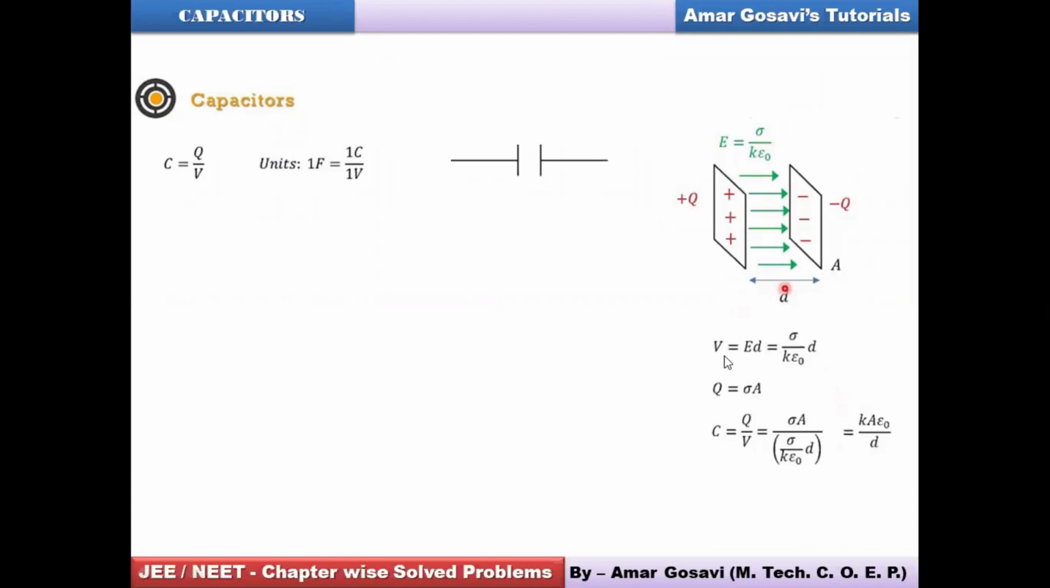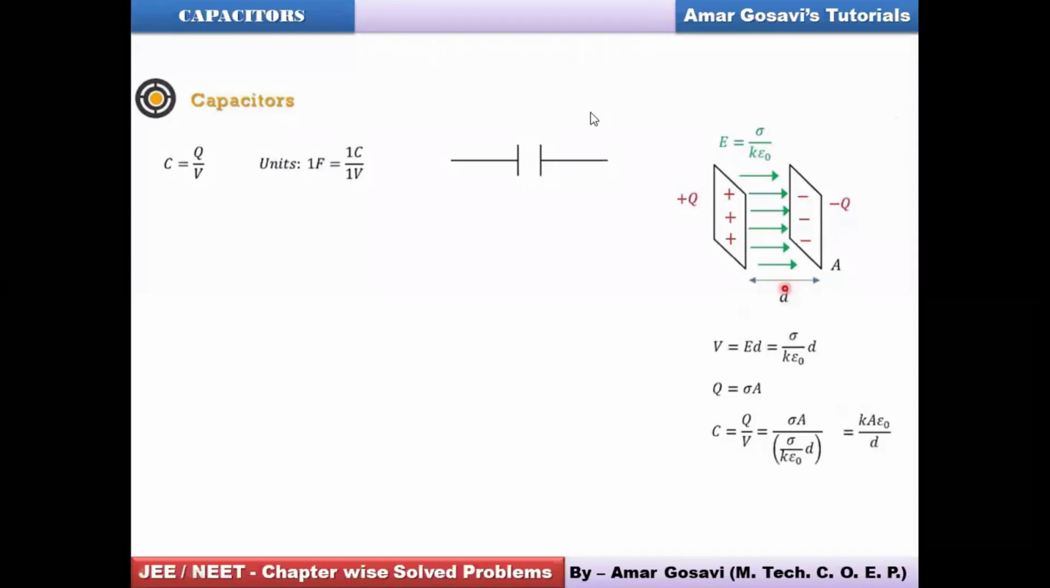So I know the value of V, I know the value of Q. As per the concept of capacitance of a capacitor, capacitance is given as Q divided by V. So let's substitute the values of Q and V over here. Q stands for sigma into A, whereas V will be equal to sigma upon K epsilon naught into d. So you can see sigma gets cancelled, and ultimately K epsilon naught and area go in the numerator, divided by d. This is the equation for capacitance of a parallel plate capacitor.